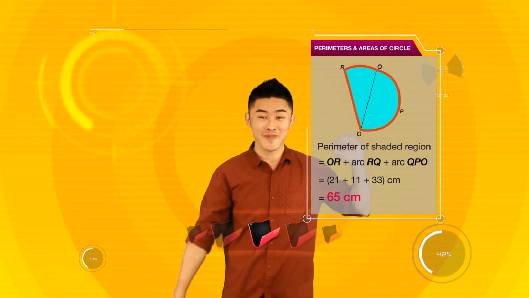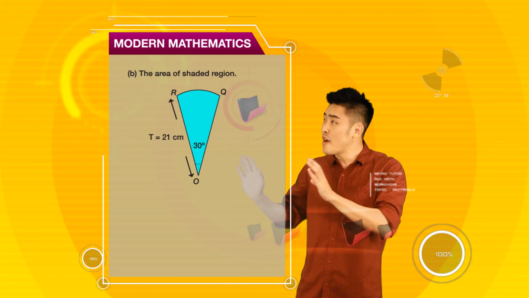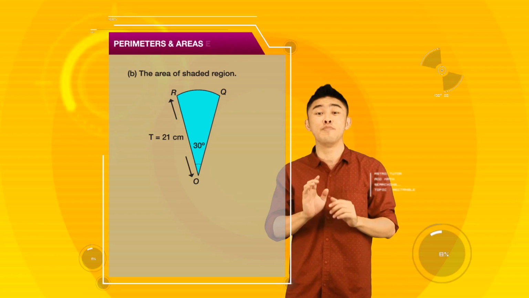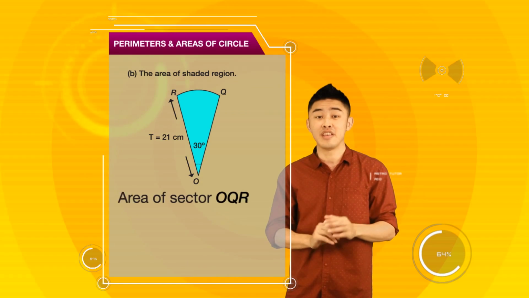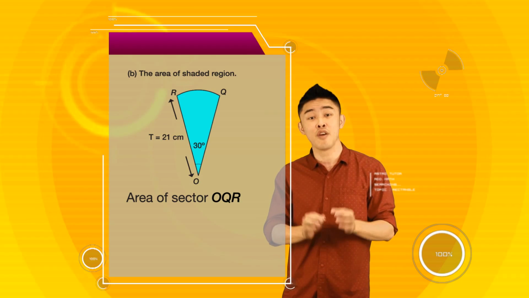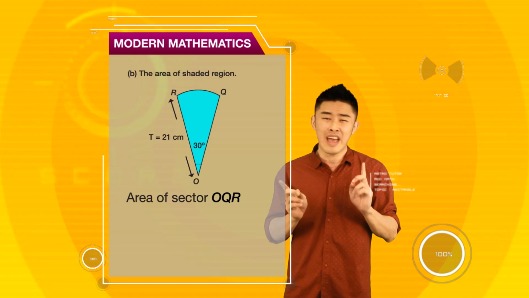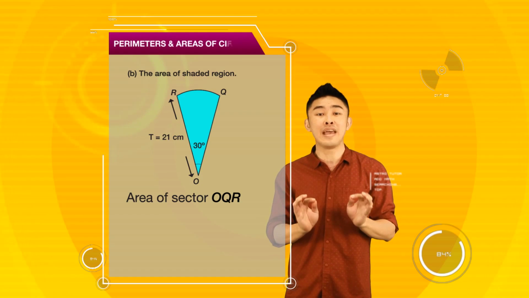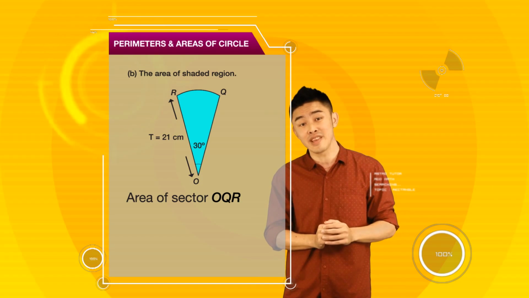So now it's time to move on to part B. In part B, we are required to find the area of the shaded region, and once again I'd like to remind all of you that the area is made out of a sector ROQ and a semicircle of QPO. Now we have to calculate these two areas separately simply because they are based on circles with different centers.